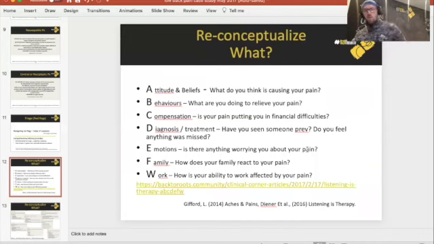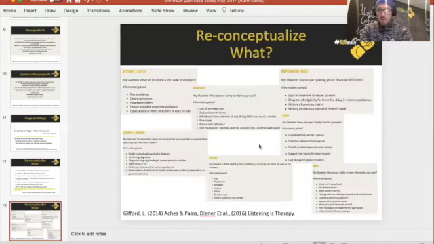Emotions. Is there anything worrying you about your pain? Now we're starting to be able to get into what someone's really concerned about, and that's going to be a big reason why they're here, because that could be fear. It could be that we get from that they're actually depressed. It could be that they have anxiety, social anxiety.